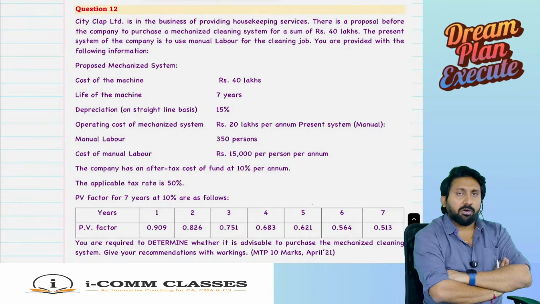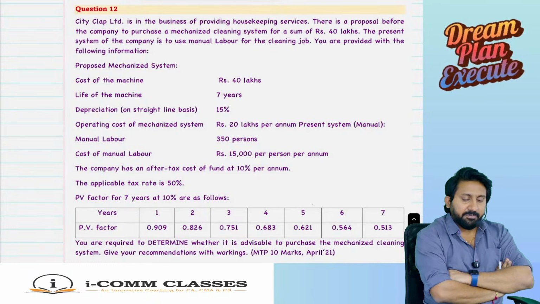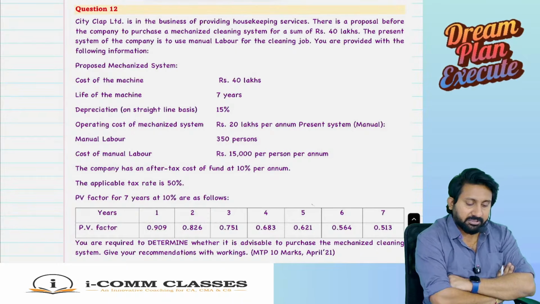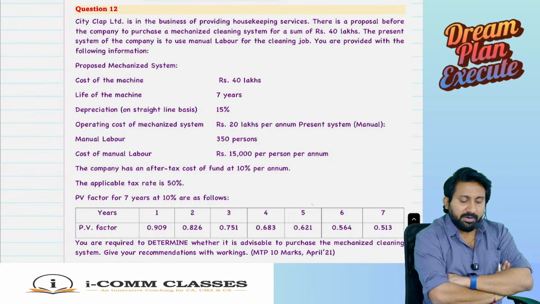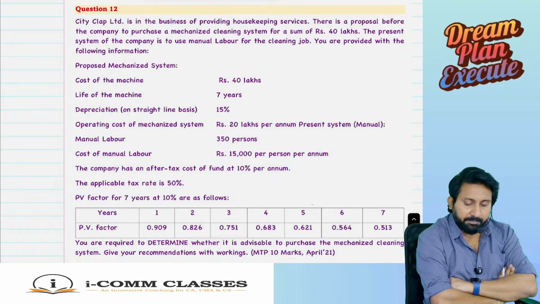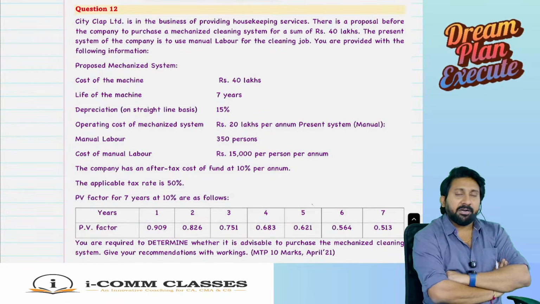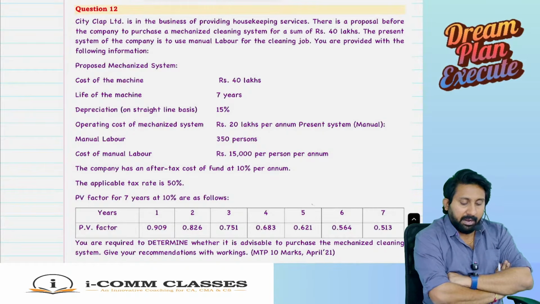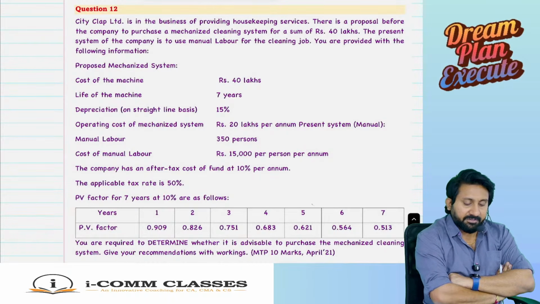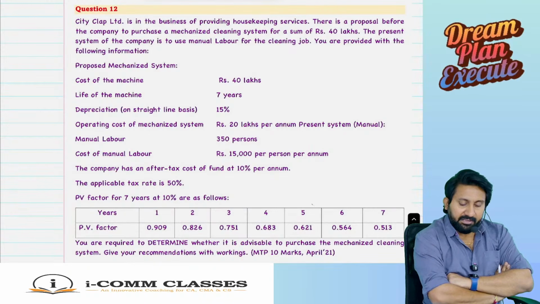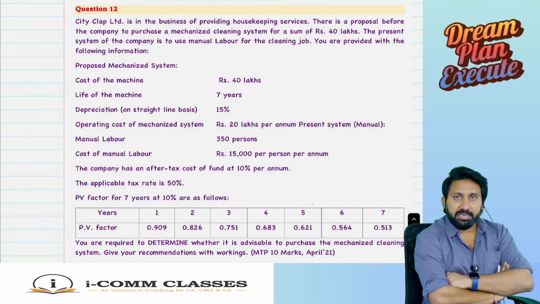Proposed mechanized system: cost of machine 40 lakh, life of the machine 7 years, depreciation 15% on a straight line basis, operating cost of mechanized system rupees 20 lakh per annum. Present system: manual labor is 350, cost of manual labor 15,000 per person per annum. The company has an after tax cost of fund, PV factor 10% per annum, applicable tax rate 50%. PV factors for the 7 years at the rate of 10% are as follows. You are required to determine whether it is advisable to purchase the mechanized cleaning system. Give your recommendations with workings.